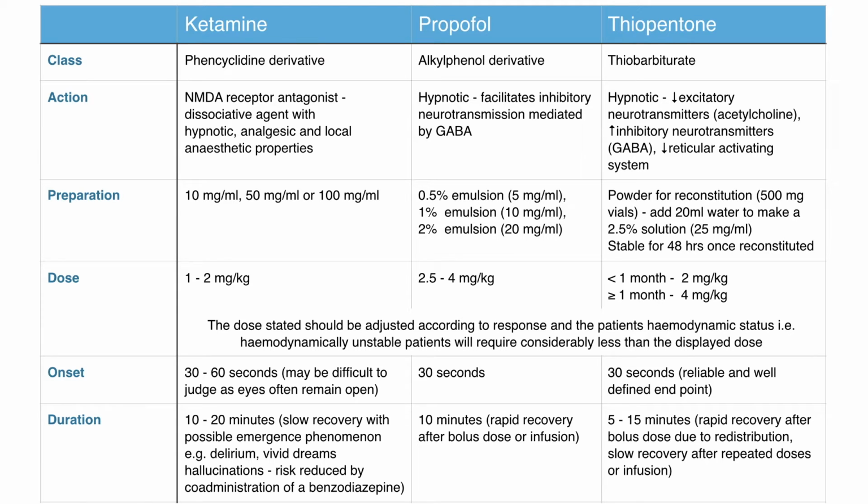It comes in a clear colourless solution in 10 milligrams per mil, 50 milligrams per mil and 100 milligrams per mil ampoules, and is stable at room temperature. The normal intubating dose is 1 to 2 milligrams per kilogram in a haemodynamically stable patient. As I'm going to mention with all the induction agents, the dose should be titrated to the patient's haemodynamic state, and haemodynamically unstable patients will require significantly less than the 1 to 2 milligrams per kilogram dose that I've mentioned. Ketamine tends to have its onset in about 30 to 60 seconds.